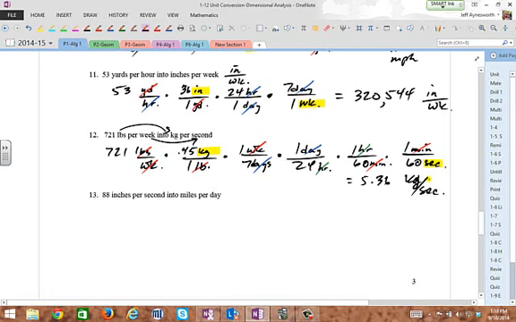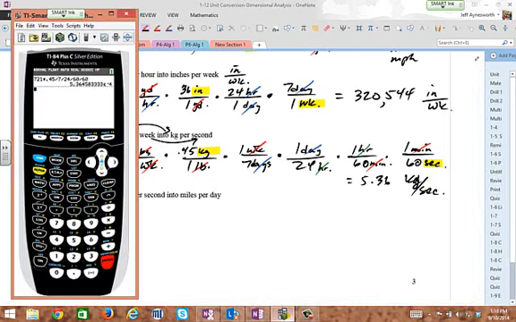0.45 divided by 7. Let me see. Let me just double check that. Divided by 7, divided by 24, divided by 60. Yeah, that's it. Oh, no, wait a minute. Whoa. This is the wrong answer. See that right there, scientific notation.